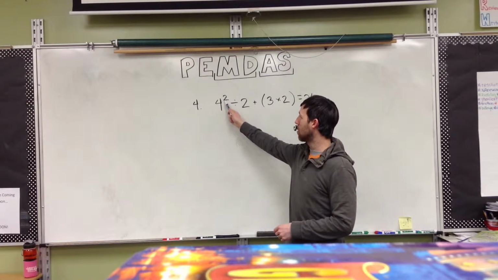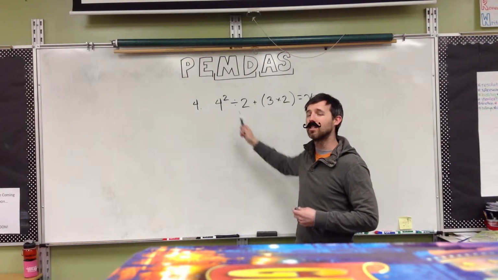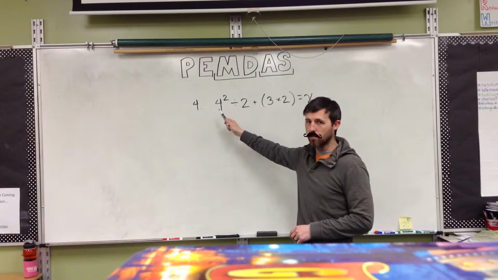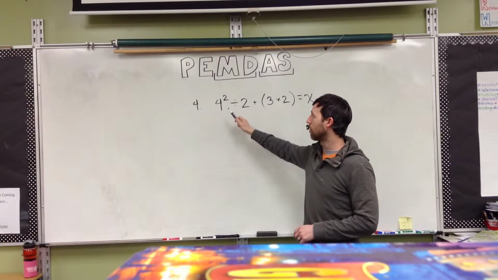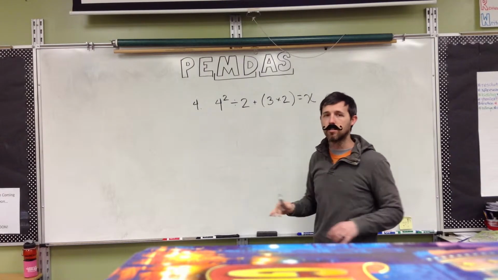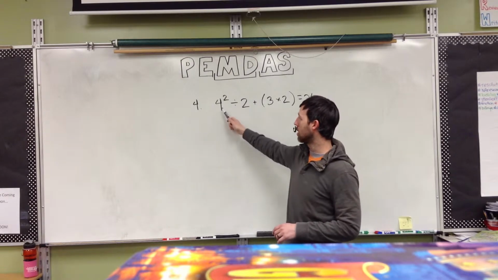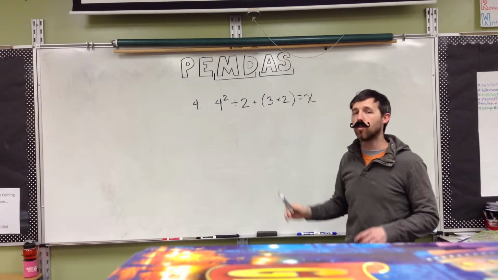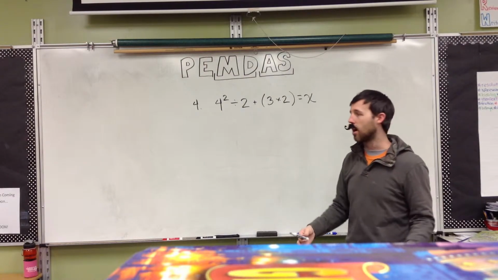When we have an exponent, that is signifying how many times we're going to multiply this base number. So again, it's not 4 times 2. 4 to the second power does not equal 8. It's 4 times 4 this many times. Okay? So 4 times 4 would equal, you're right, 16.